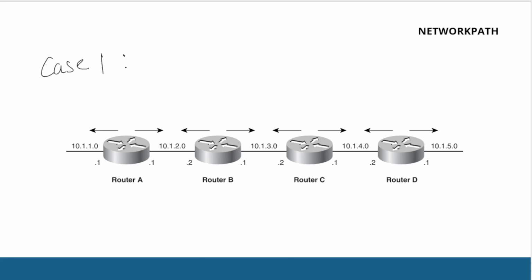Case one is network goes down. So any one of these networks will go down or get disconnected from the interface. If network 10.1.5.0 goes down, the solution is very simple. Router D, which is directly connected to that network, will notice this, and in its next scheduled update, it marks the route as unreachable, and the same thing will be shared with its neighbors. Okay, very simple.